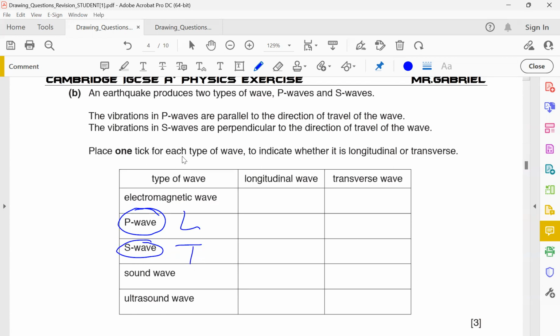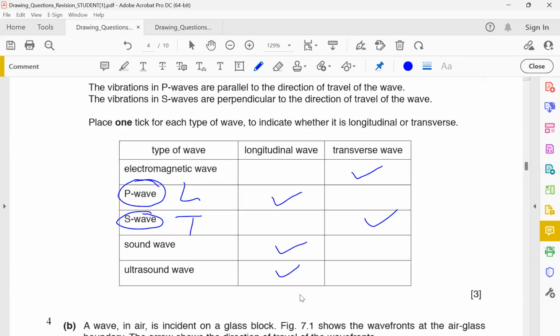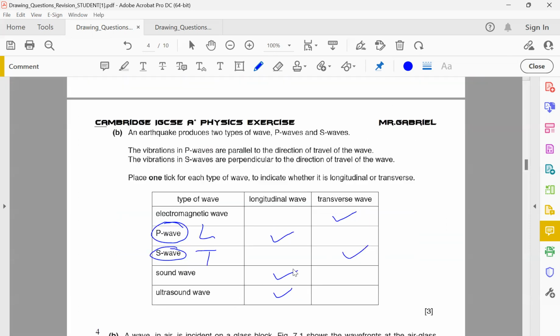So they ask you to place one tick for each type of wave to indicate whether they are longitudinal or transverse. Electromagnetic for sure, transverse. This one longitudinal, this one transverse. Sound wave, longitudinal. Ultrasound. So these are your picks for question number 3. Okay, anyone has any question for question number 3 here? Good, excellent. Please proceed with question number 4.